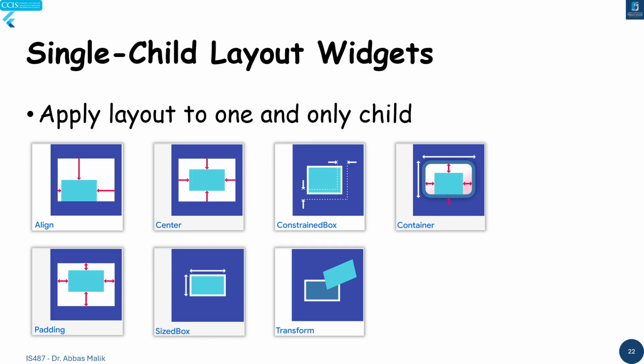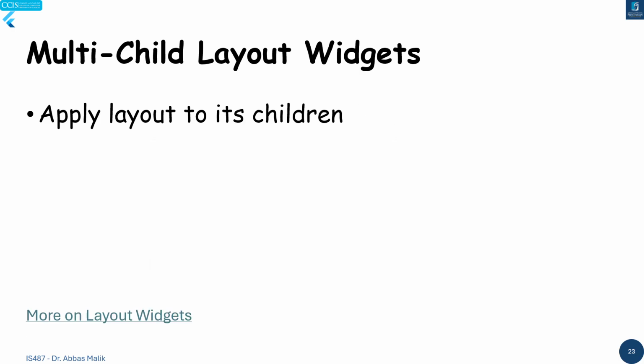Okay, so we have widgets which can only have one child, and then they can lay out or put that element into a specific position and size inside of a screen. So single child only, they apply the layout on a single child. On the other hand, we also have the layout widgets which can apply the layout on multiple children, or we can say that they can have children.